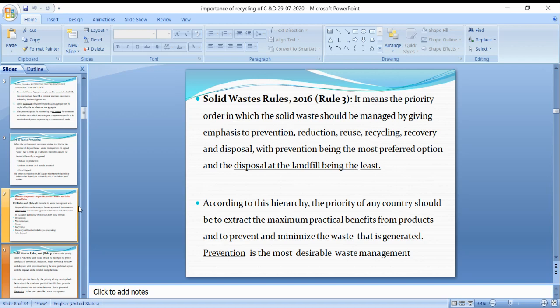It means the main priority order in which solid waste should be managed, giving emphasis to prevention, reduction, reuse, recycling, recovery, and disposal, with prevention being the most preferred option and disposal at landfill being the least. So we should not go for the landfill. Before disposal into the landfill, we have to prevent it. If hazardous materials are there, they should be prevented and reduced. How will you reduce? If you segregate it, you can reduce it.